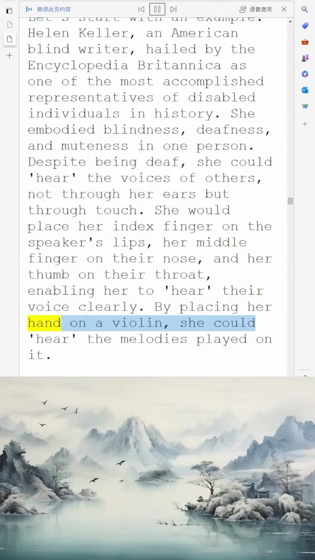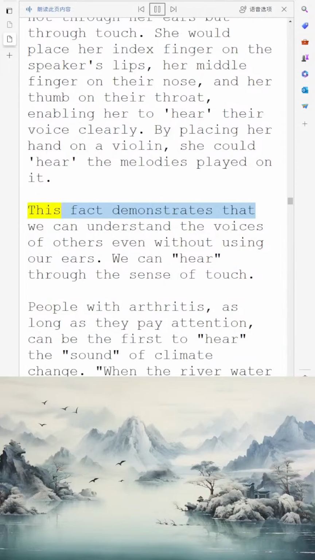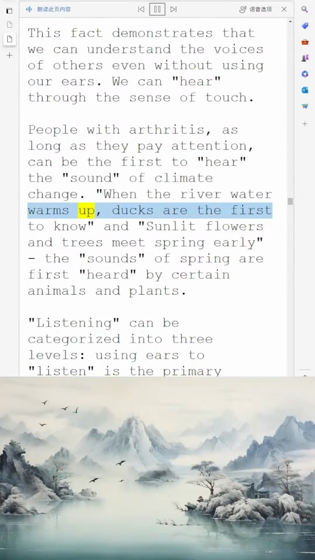By placing her hand on a violin, she could hear the melodies played on it. This fact demonstrates that we can understand the voices of others even without using our ears. We can hear through the sense of touch. People with arthritis, as long as they pay attention, can be the first to hear the sound of climate change. When the river water warms up, ducks are the first to know, and sunlit flowers and trees meet spring early. The sounds of spring are first heard by certain animals and plants.